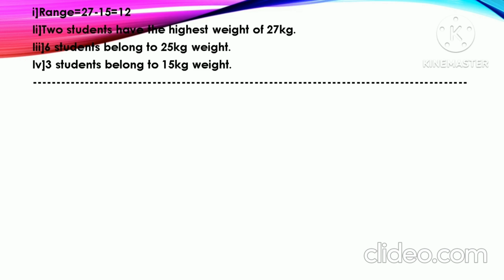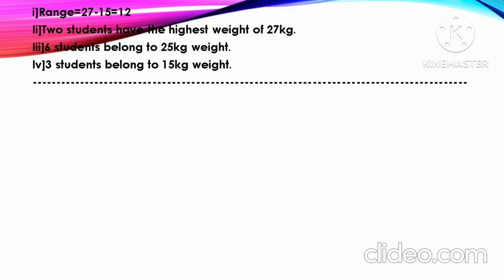Next, how many of the students have the highest weight in the class? The highest weight here is 27 kg. In 27 kg, the frequency is 2. So we have to write the answer as 2 students have the highest weight of 27 kg.